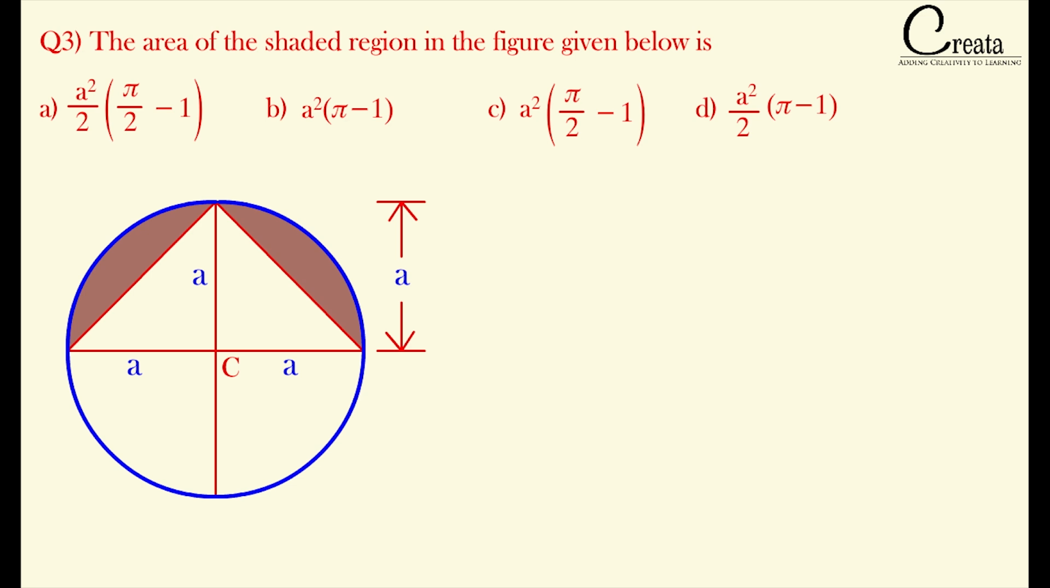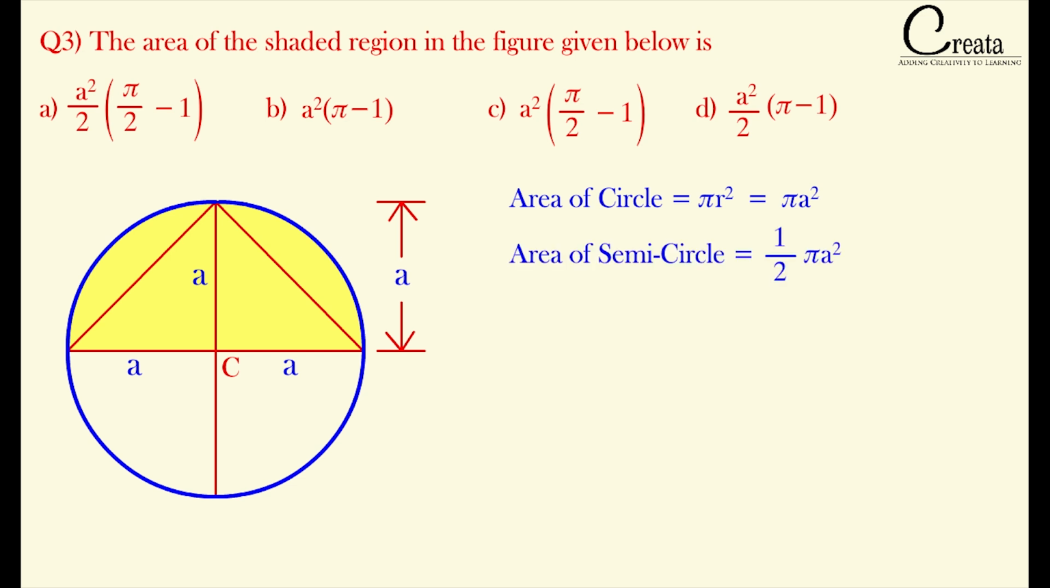A is the radius of the circle, so can we calculate the area of the circle as pi r square? Here the radius is a, so we got the area of the circle as pi a square. Further, this portion is the semicircle, that is half of the circle. So can we say the area of the semicircle will be equal to half of the area of the circle, which will be equal to half into pi a square. Okay, so we got the area of this semicircle as half pi a square.